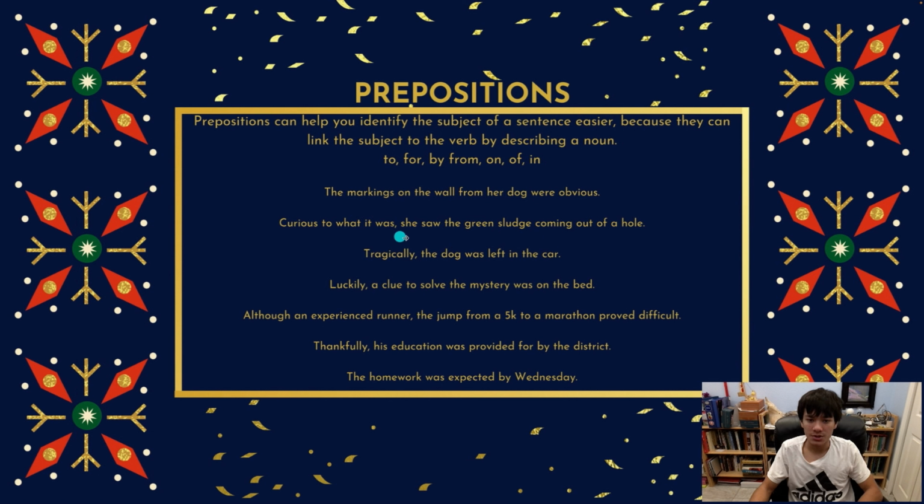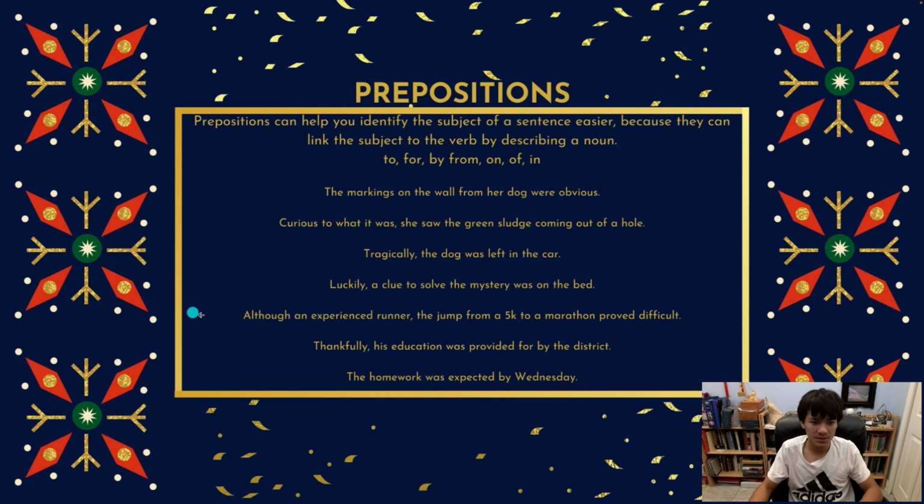Curious to what it was, she saw the green sludge coming out of a hole. Here the preposition is of, and what is coming out of the hole? The green sludge. That would be your subject. Tragically, the dog was left in the car. Terrible, right? But what was in the car? The dog. That's our subject here.